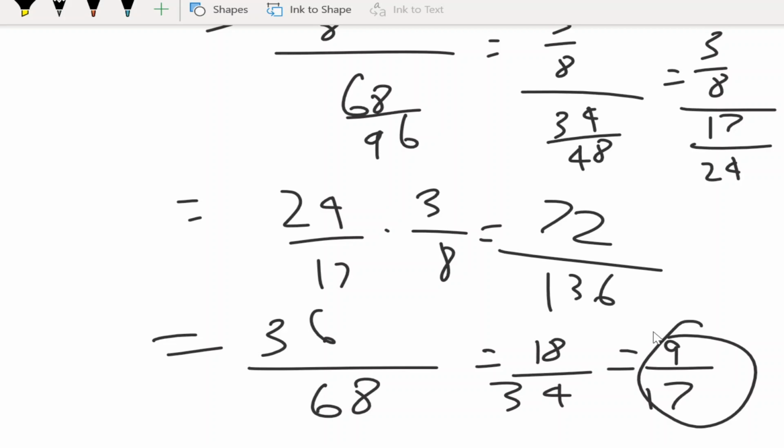I hope I didn't mess up any math there, but I hope that helped.